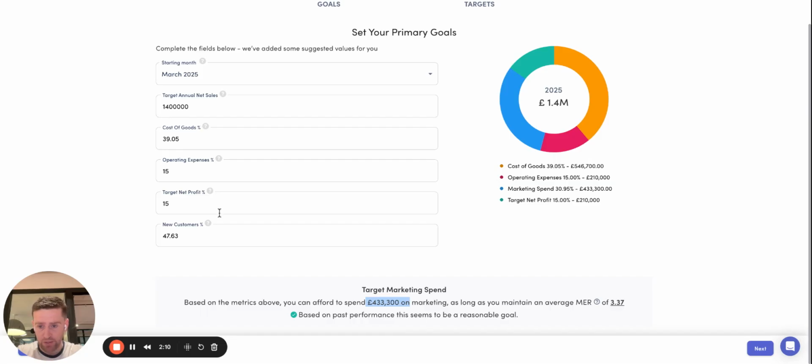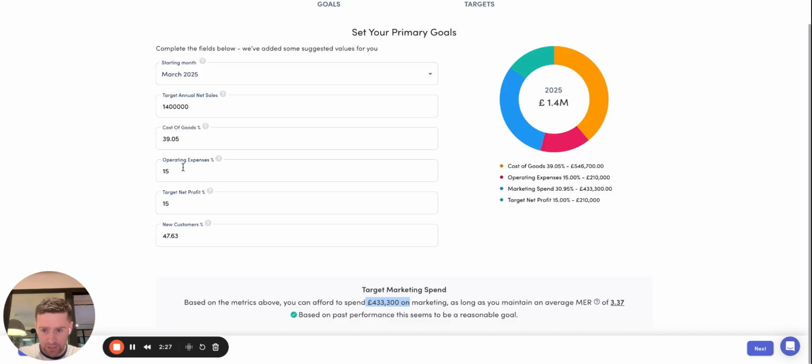And then our target net profit margin. And we have our percentage of new customers that we're going for, which will influence our customer acquisition cost targets and how many we need to hit. We want all those numbers centralized in the tool so that every day when we log in, we know when we're on track or off track with different things.